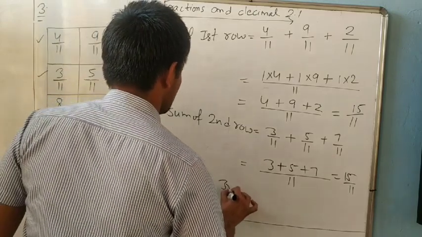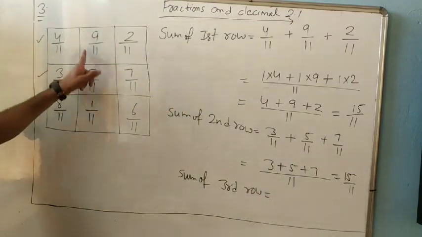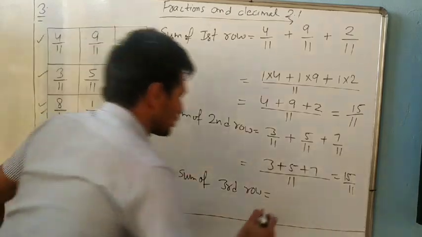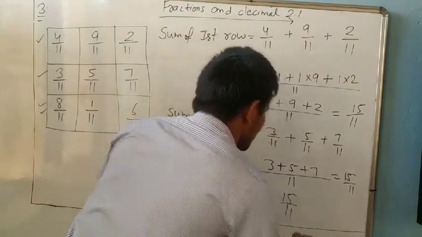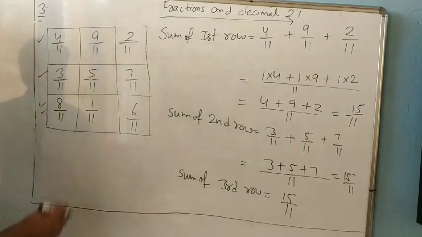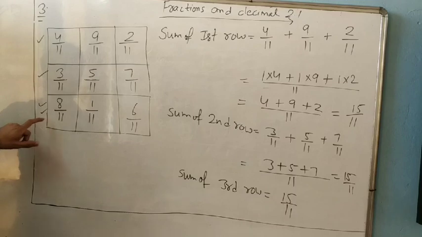Same as it is, the sum of the third row. When you take the sum of the third row, it also comes to 15 by 11. Do it yourself, okay? Add the third row yourself. Next, the sum of the first row we already found, then the second row, third row. Now columns.